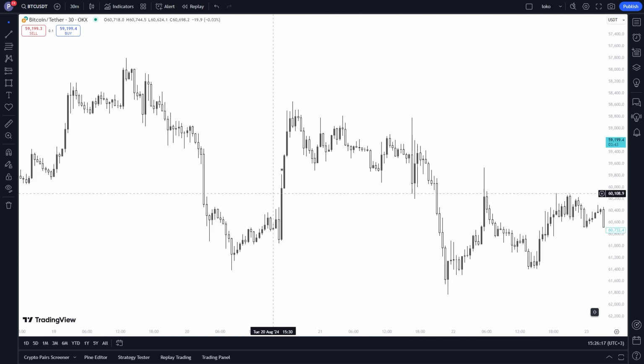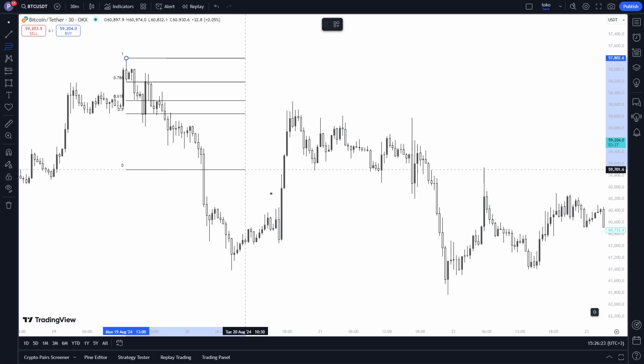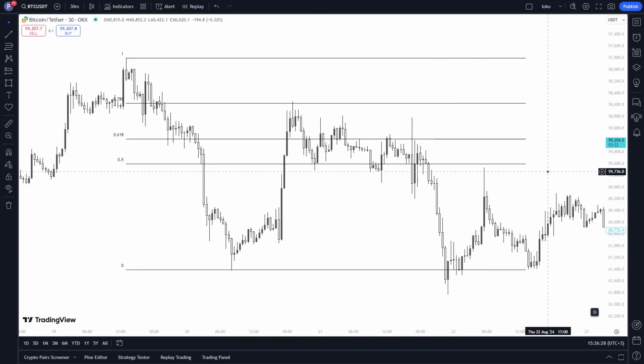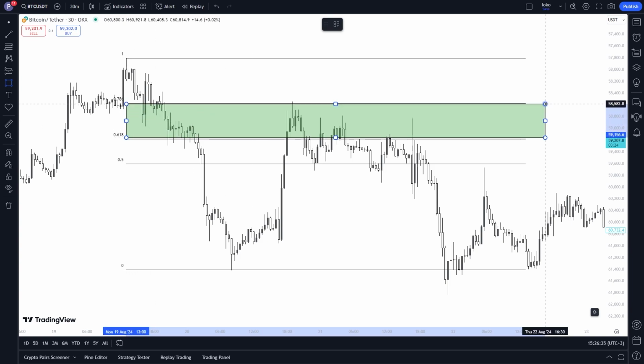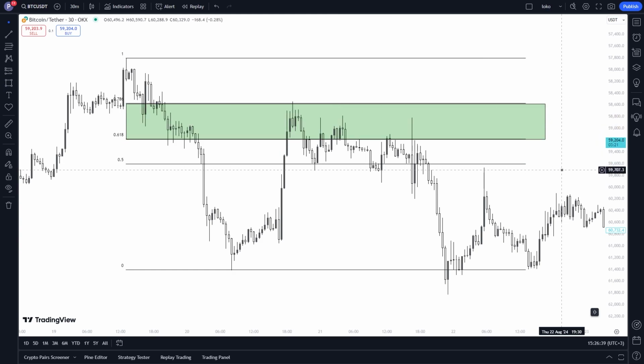In our next example, here we have some downtrend movement. Now we are taking the Fibonacci grid and placing it from the highest point to the lowest, and what we need to do now is take our rectangle, look for our OTE zone, place a rectangle like that, and look for the confirmations of our deal.